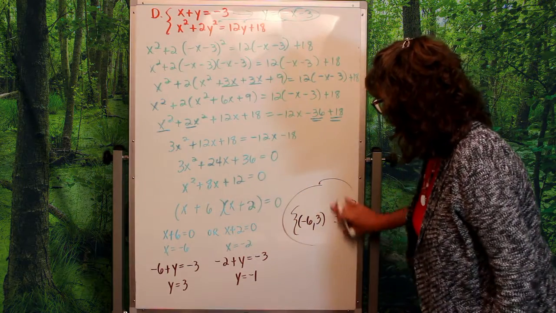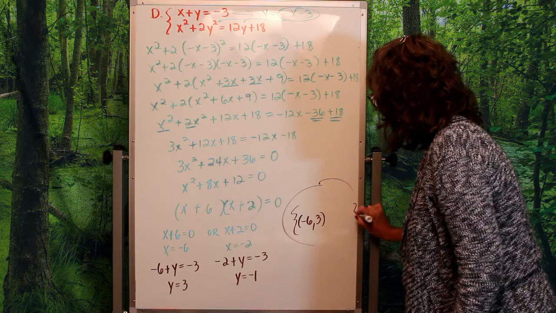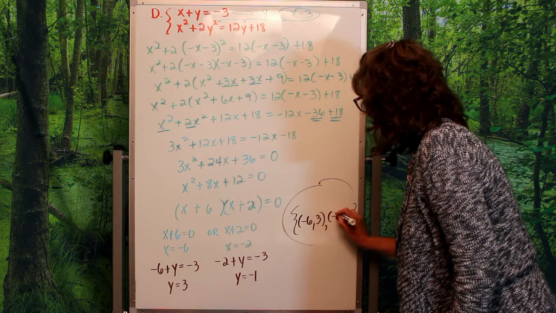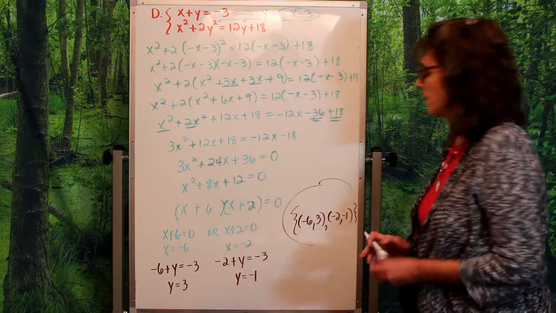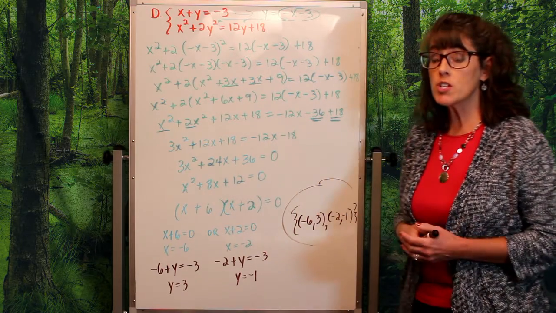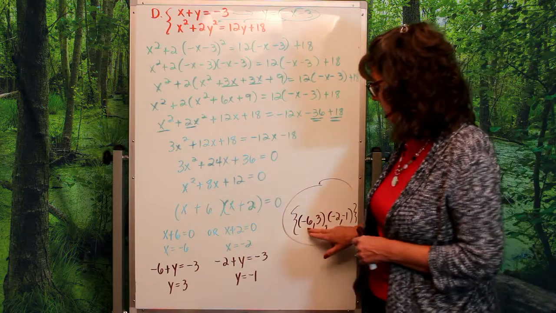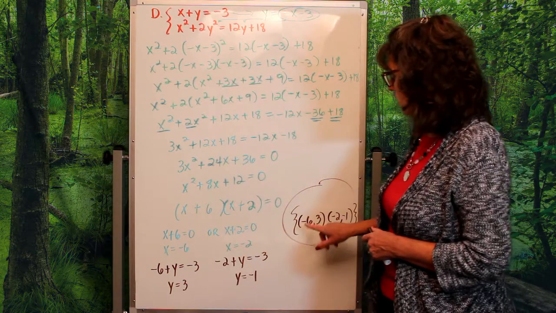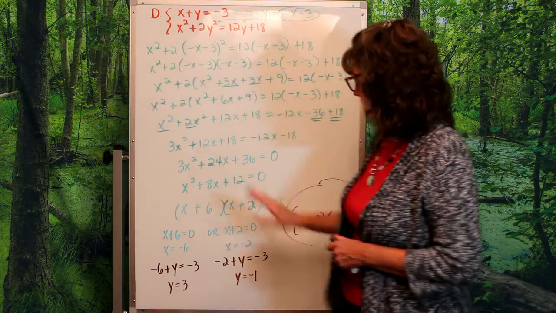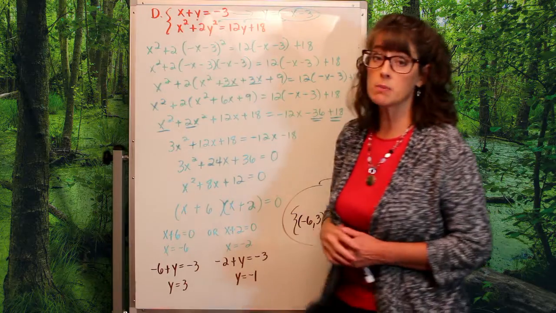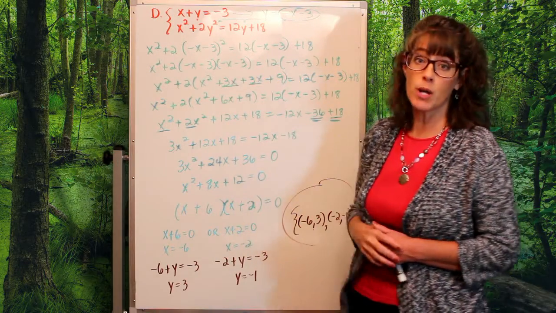So, I'm going to clean that up for you a little bit. That's really sloppy. My apologies. Negative 2 comma negative 1. There we go. Now remember, if these are solutions to the set, they should work in both equations. So let's test this in the top equation. I'm going to take that negative 6 and put it here. I'm going to take that 3 and put it here. Negative 6 plus 3 is a negative 3. That's exactly what I wanted.